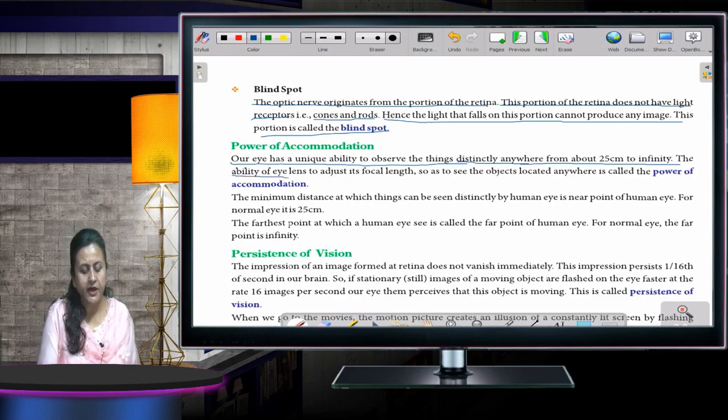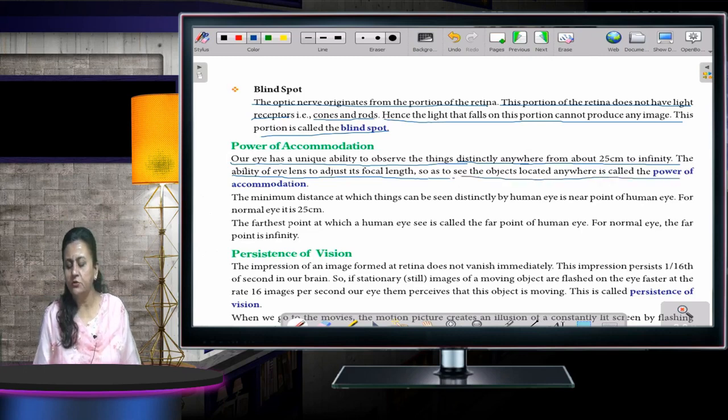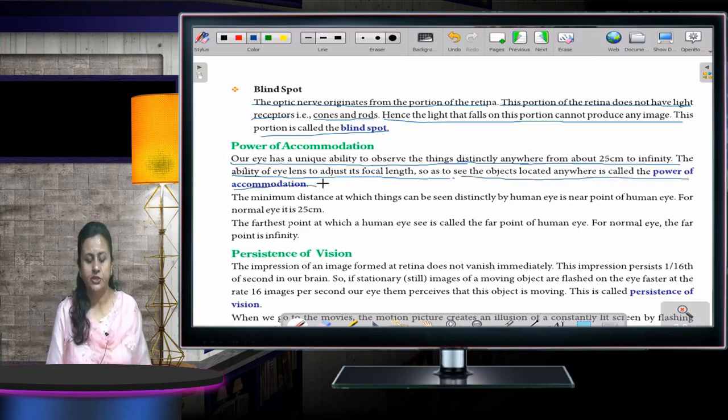The ability of the eye lens to adjust its focal length so that we can see objects located anywhere is called the power of accommodation. The minimum distance at which things can be seen clearly by a human eye is the near point of the human eye. For a normal eye, it is 25 centimeters.